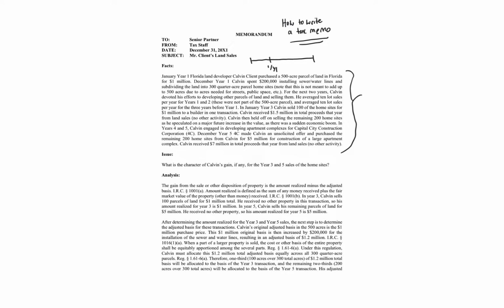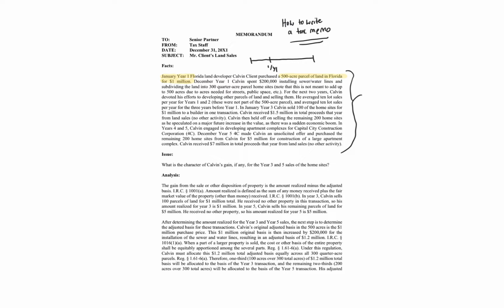Okay, so January 1st, year 1, a Florida land developer, Calvin Klein, purchased a 500-acre parcel of land in Florida for $1 million. So dates, even if you're not sure about a specific issue in tax, we don't know anything yet about this issue. We haven't looked at the issue yet. We're focusing just on the facts. But dates, purchase amounts, because of basis, information about property, and jurisdiction, so Florida, those types of things are very important when it comes to facts.